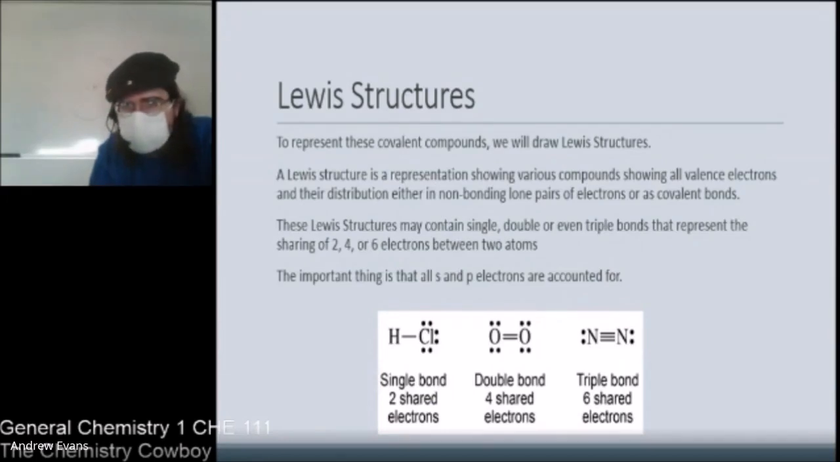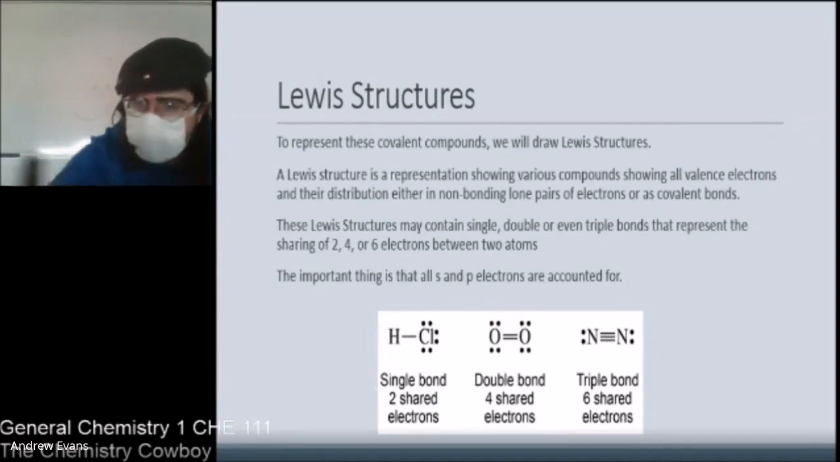These covalent bonds could be represented as a 2-electron single bond, a 4-electron double bond, or a 6-electron triple bond. Each bond shares 2 electrons apiece. But the important thing is that all s and p electrons must be accounted for. For example, HCl: Cl has 7 valence electrons. H has 1. We should see 8 electrons. Looking at the structure there, we see 2 in the bond, and then 6 as lone pairs around the chlorine.